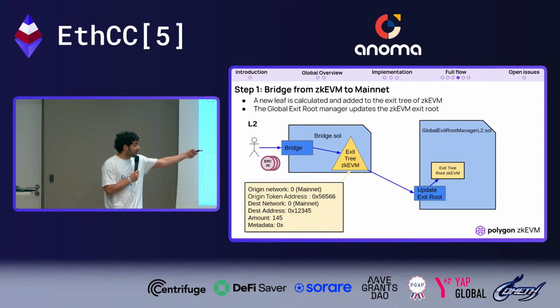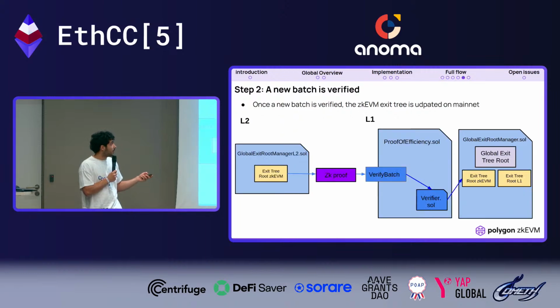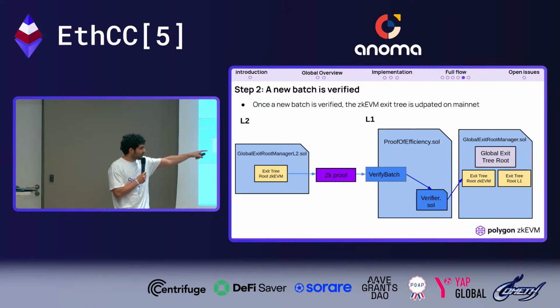It's very similar, but just now we are updating the zkEVM root instead of the mainnet because we are on zkEVM. And then we have to wait for a new batch to be verified. Once the new batch is verified, the exit tree that the circuit reads will be updated to the mainnet, basically, as we see on this schema.